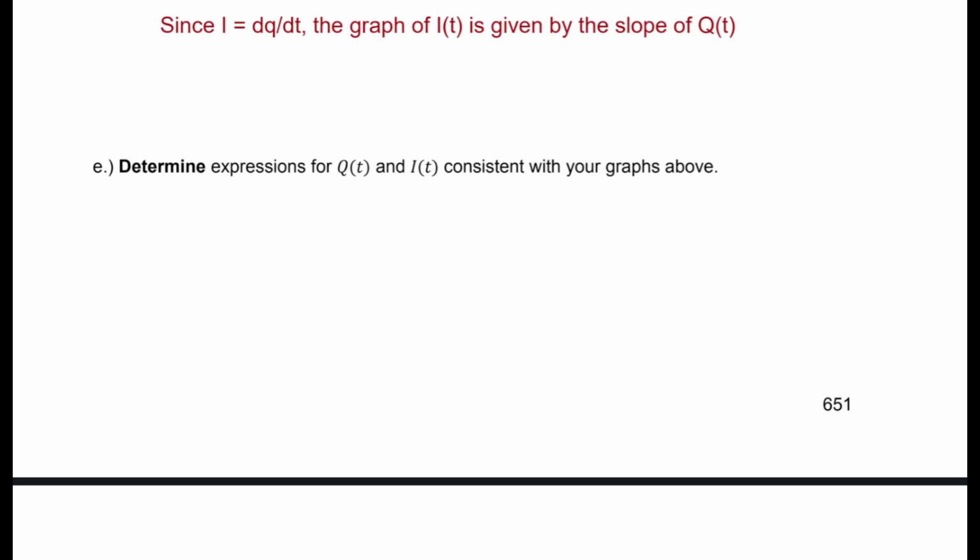And then we can come up with some rough expressions for Q of t and I of t, consistent with the graphs above. We know they're going to take some sort of sine form. So at first, the Q graph was maximized at the start and positive. So I'm just going to use a positive constant times a cosine curve.